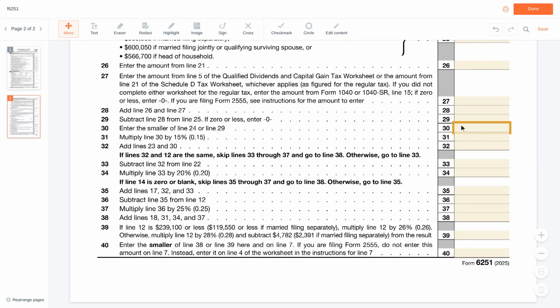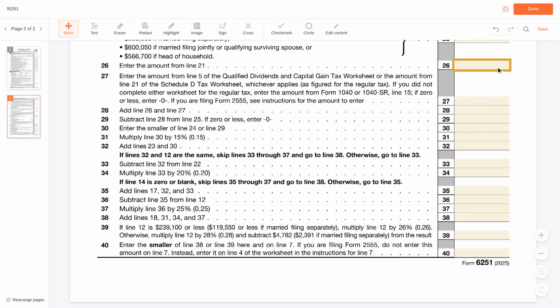$1,218,700, respectively. The remaining AMTI is multiplied by the AMT rate of 26% on the first $232,600 and 28% above that to get the tentative minimum tax. The AMT is the excess of the tentative minimum tax over the regular tax.